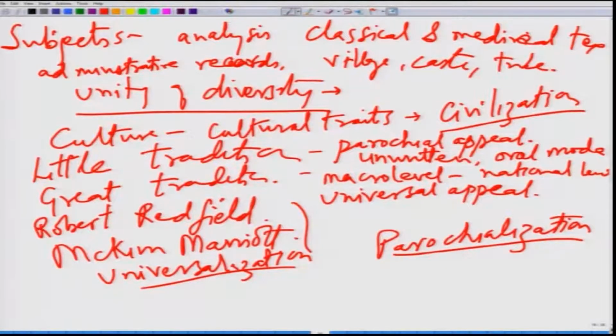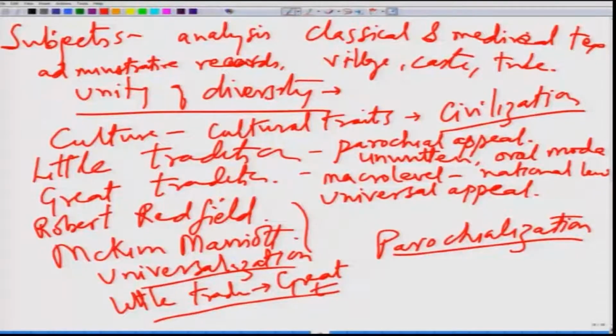When McKim Marriott speaks about universalization, the basic understanding is that the little traditions, through time, are accepted at a wider level, at the macro level. So, the little tradition shifting towards the great tradition is called universalization. On the other hand, when the macro traditions, the universal traditions, are gradually absorbed and accommodated in specific regions in a specific fashion, or are taken up and adopted in their own way at the local and regional level, so that there is a parochial reach, this is the process of parochialization. So, the great traditions are shifting towards the little tradition.